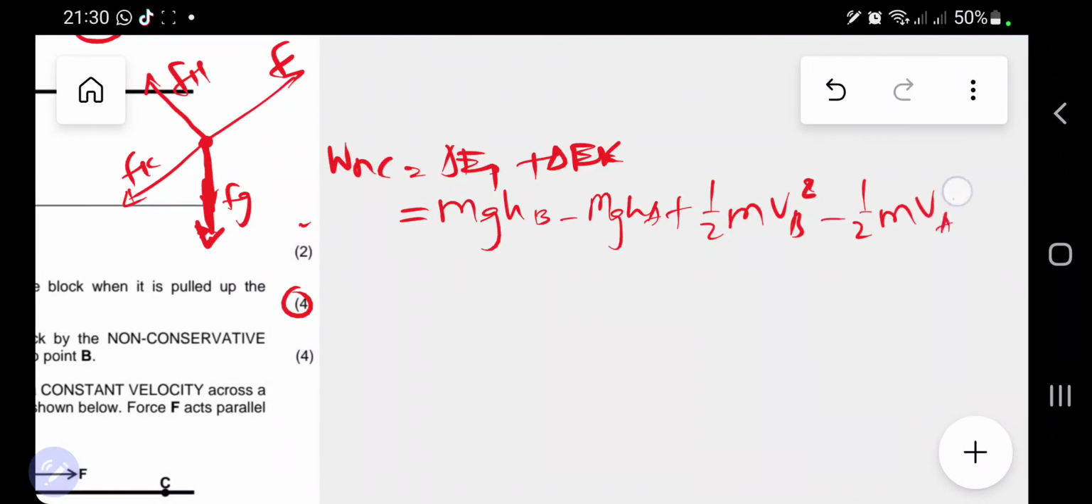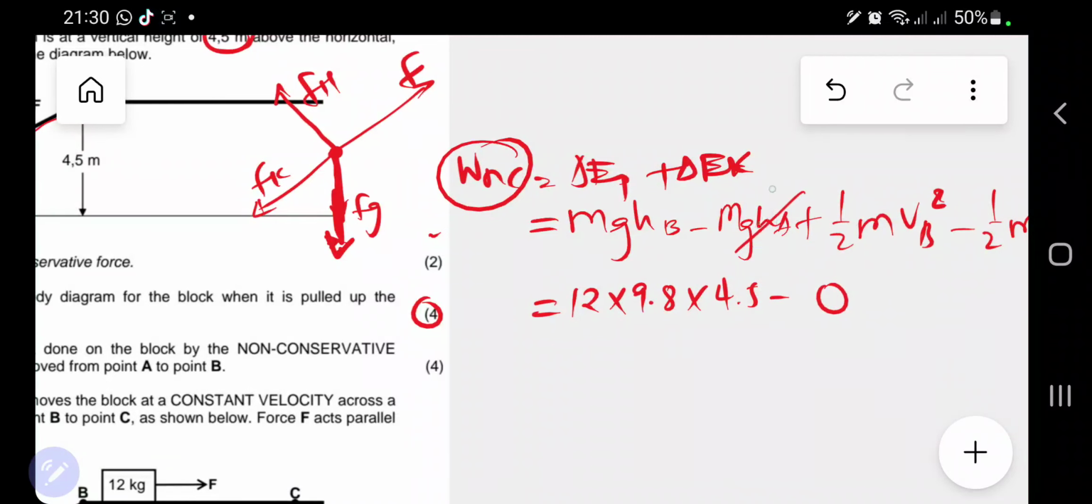Equal sign, can we substitute? We are calculating the total work done by the non-conservative forces. So you've got 12 times 9.8 multiplied by 4.5, minus 0. This one is going to be 0 because the height there equals 0. And then plus 1 over 2 into 12 into 2.25 squared, minus a 0 there, because the initial velocity of the object at point A equals 0.